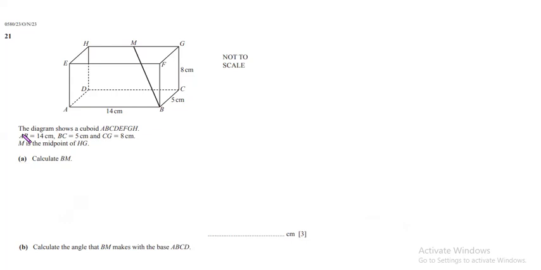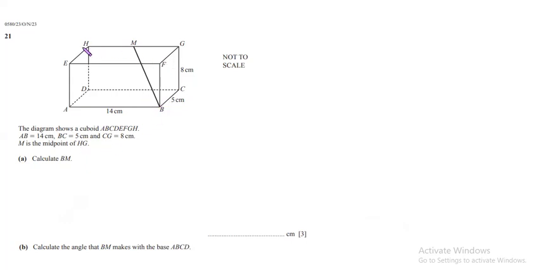So first, let's read the question that is given to us. The diagram shows a cuboid ABCDEFGH. AB is 14 centimeters. Then the other side given to us is BC, which is 5 centimeters. CG is 8 centimeters, and M is the midpoint of HG.